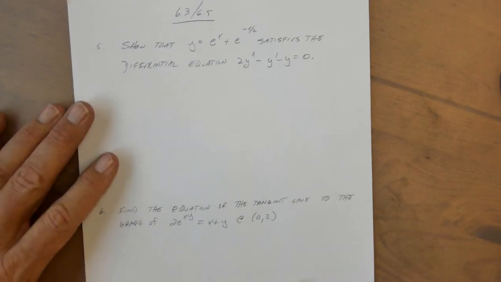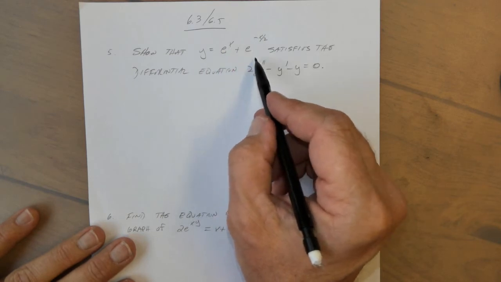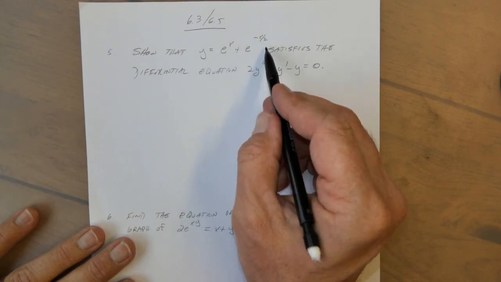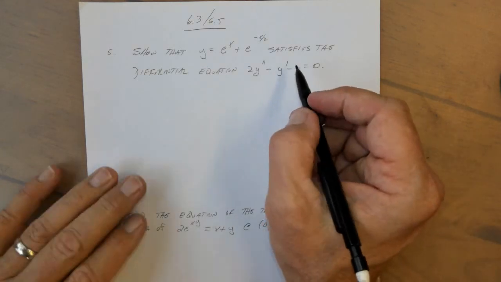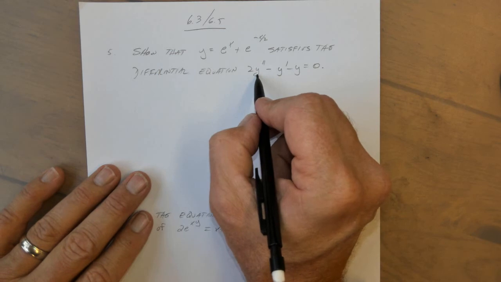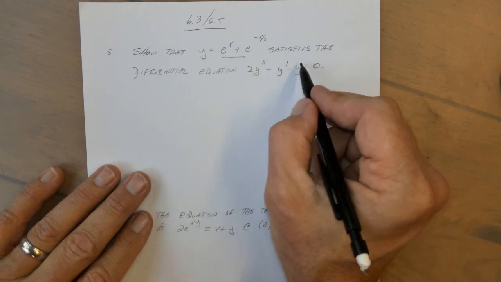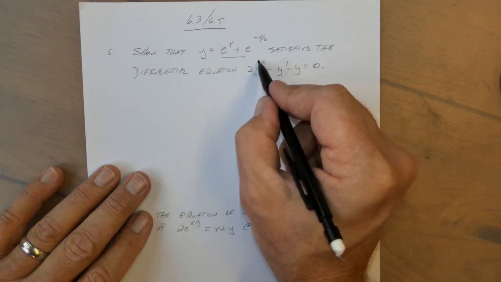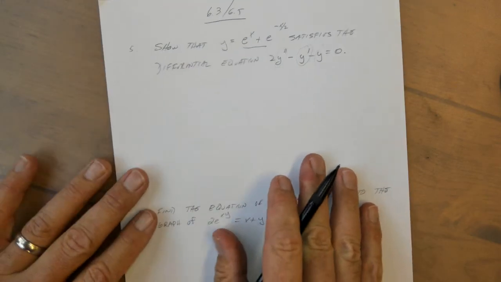So here, the question is show that y equals (e^x + e^(-x/2)) satisfies this differential equation. So really what we're going to do is find the first derivative, the second derivative, and plug in y here, the first derivative here, the second derivative there, and show that all of that is going to equal 0.